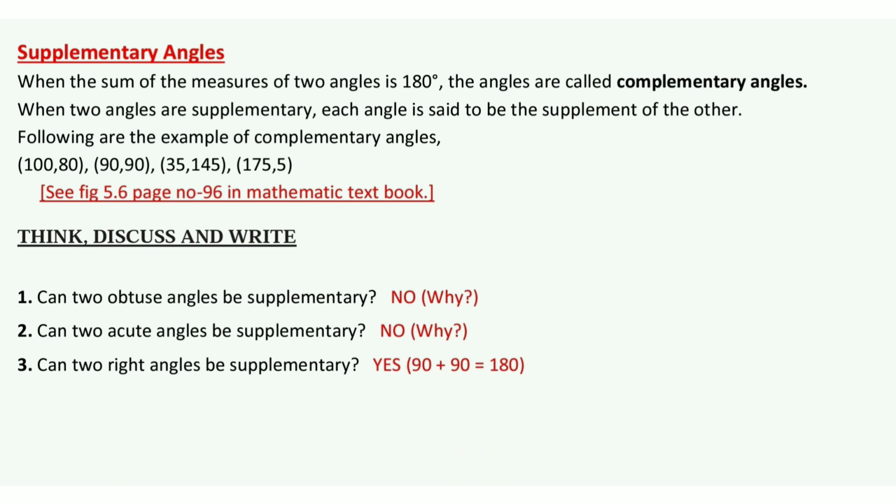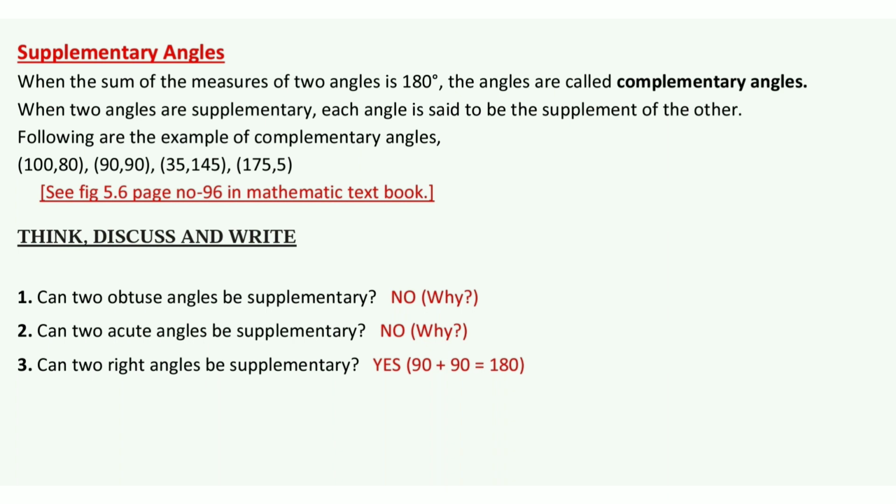100 plus 80 is equal to 180. So it's supplementary angles. 90 and 90, again supplementary. 35 and 145, it's again supplementary. 175 and 5, again it's supplementary. Students, you can see figure 5.6 on page number 96 in the mathematics textbook.